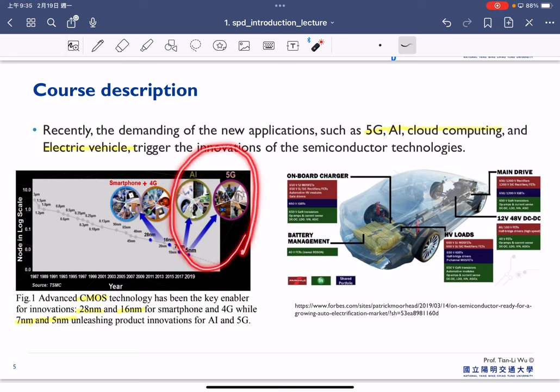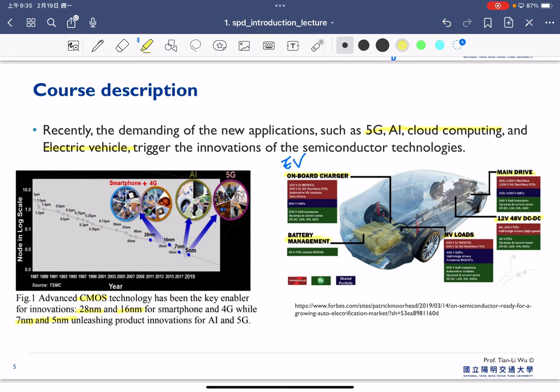Also, if you look at another domain, like the electrical vehicle, although we don't talk about 5 nanometer or 3 nanometer there, there are many important devices needed to enable this application. For example, we need the onboard charger, the main drive, the 12 volt and 48 volt DC to DC, high voltage load, and battery management.